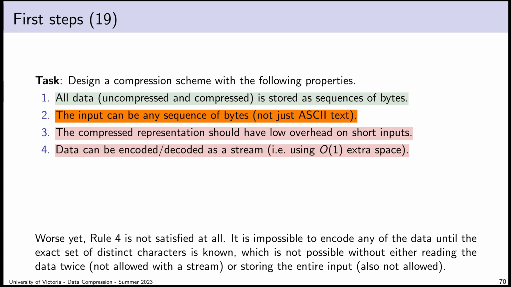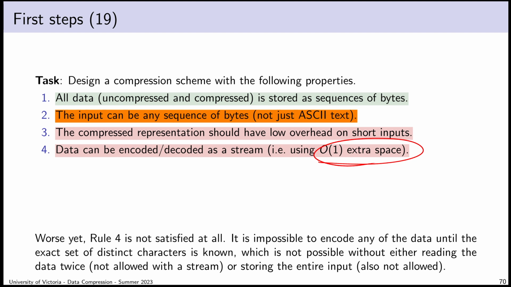And even worse, it definitely doesn't satisfy rule number 4, because rule number 4 says no matter how long the data is, so no matter how many gigabytes of data I give you, you are able to encode and decode that without having to store all of the data, using only a constant amount of extra space. But if the data is encoded in a streaming fashion, so if the compressor receives the data as a stream, the compressor has to store all of the data if it wants to determine how many distinct characters there are.